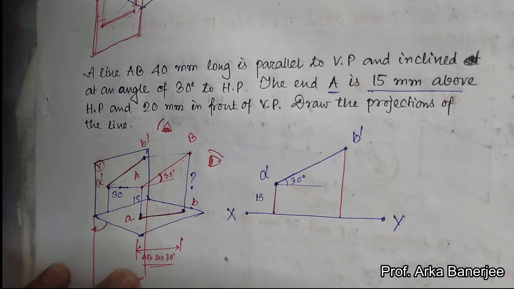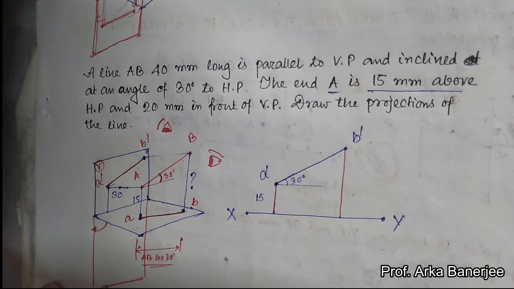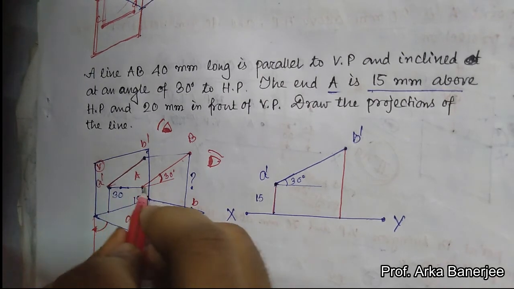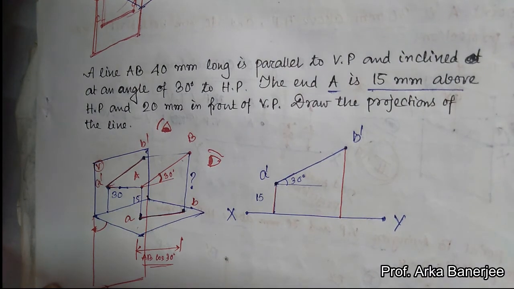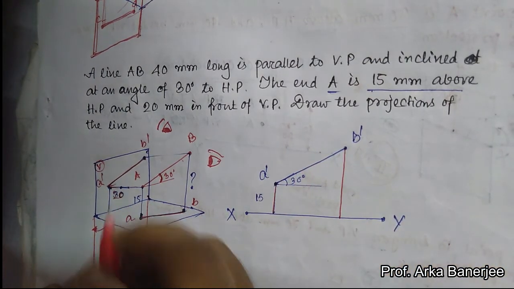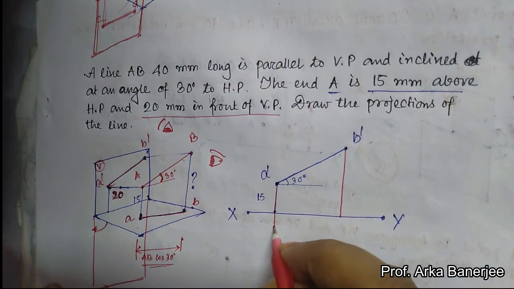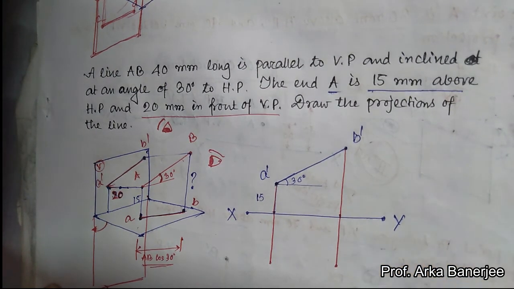Now extend it to how much distance? Now distance with the vertical plane, this distance is 20 millimeter in front of vertical plane. So extend it up to 20 millimeter and join this.